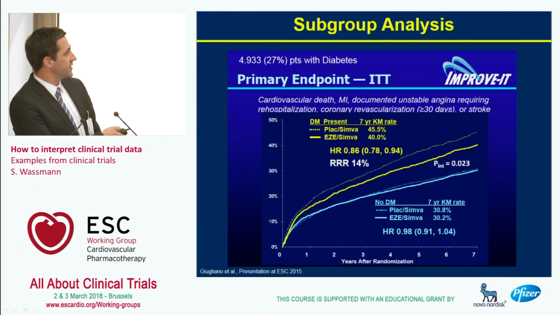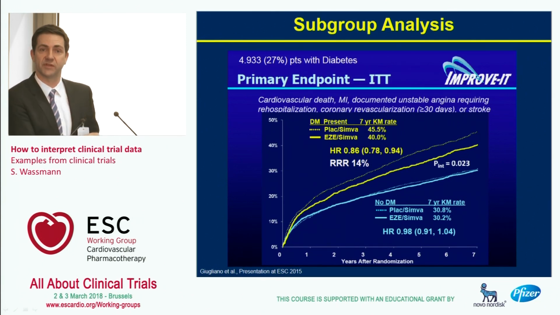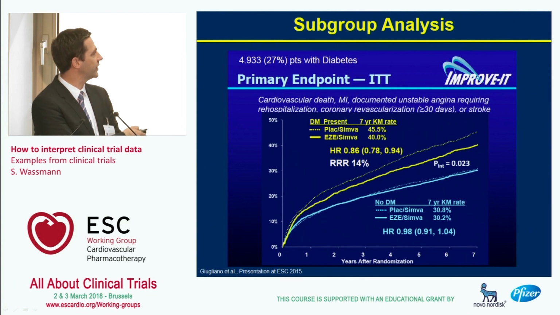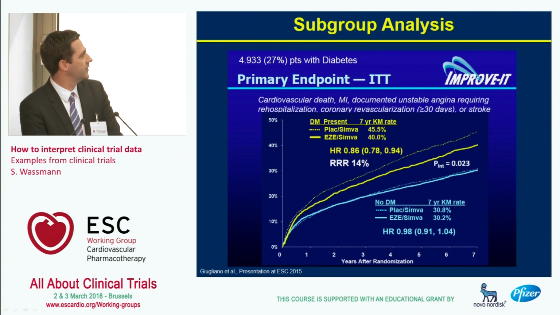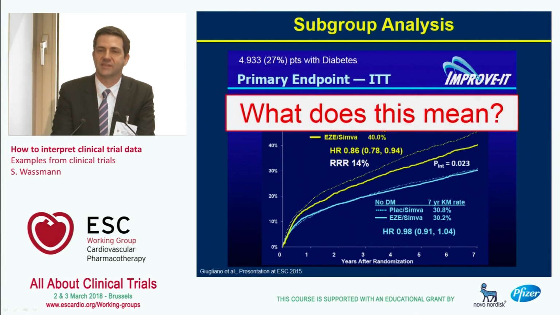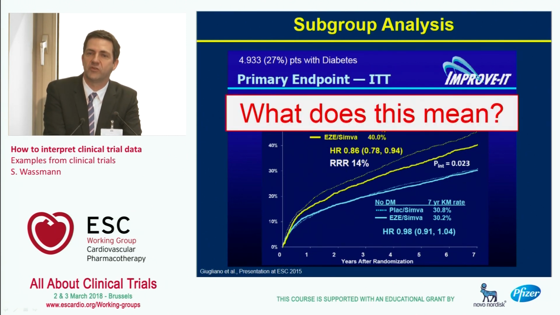So when you look at this, these are the diabetics. They have higher risk. You can read this with a Kaplan-Meier risk estimate here. And you see a difference, a relative risk reduction of 14% in this group. And then you have the non-diabetics where there's no difference. So now again, what does that mean? Should we only treat diabetics now?